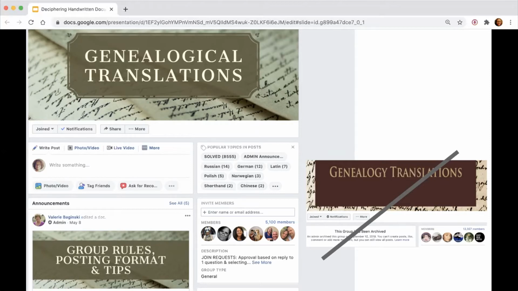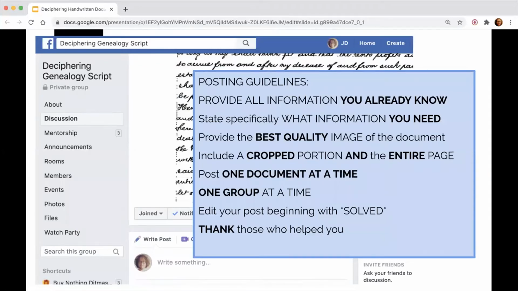So, Genealogical Translations for English language, deciphering genealogy script. I'll remind users of the posting guidelines for this group, similar to other groups. Be sure to be courteous, be respectful, thank people for their time in helping you to decipher or translate a document or part of a document, and inform yourself about how you can create a good quality image.